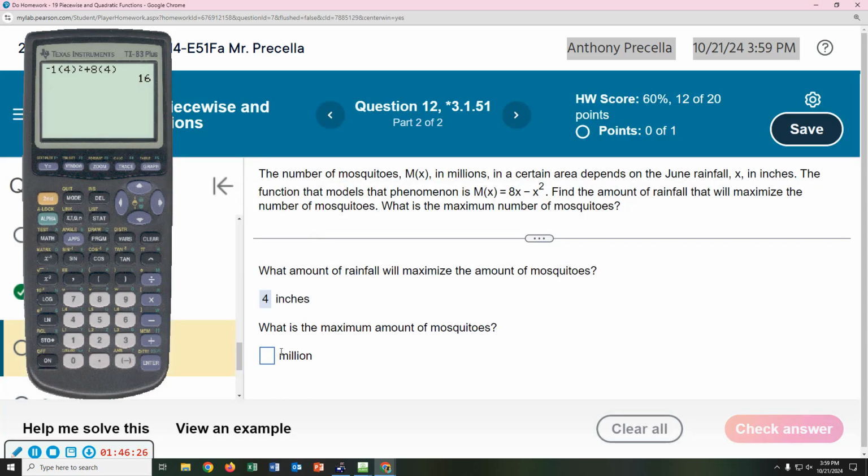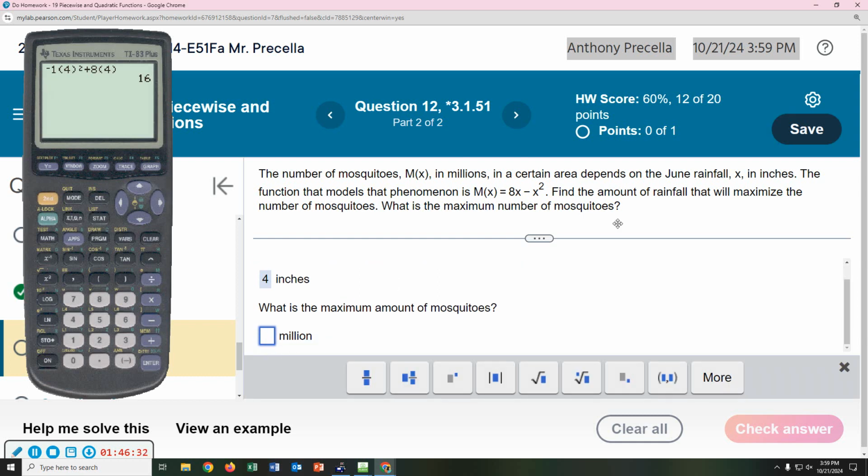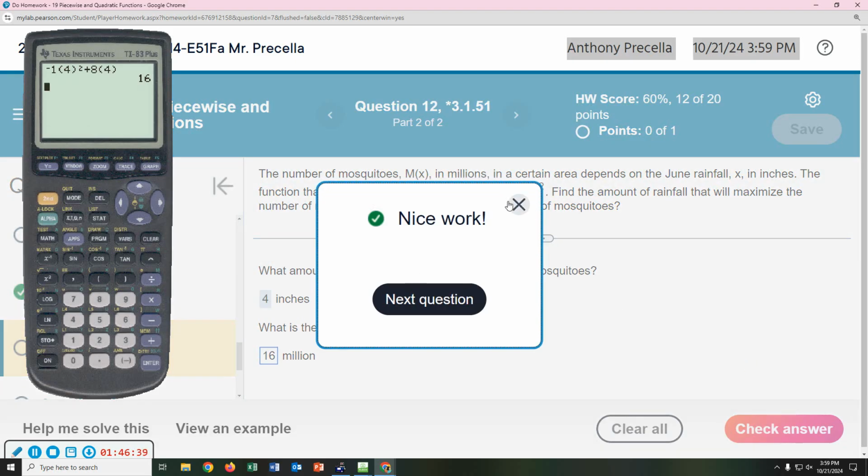And they've written out the million for you. So what's the number they want you to type in there? The 16. So there's 16 million mosquitoes when there's 4 inches of rain.